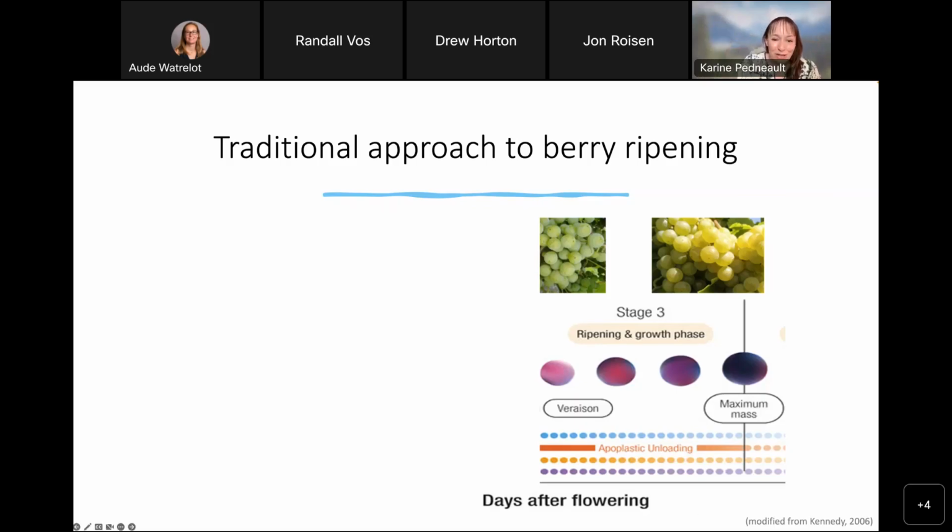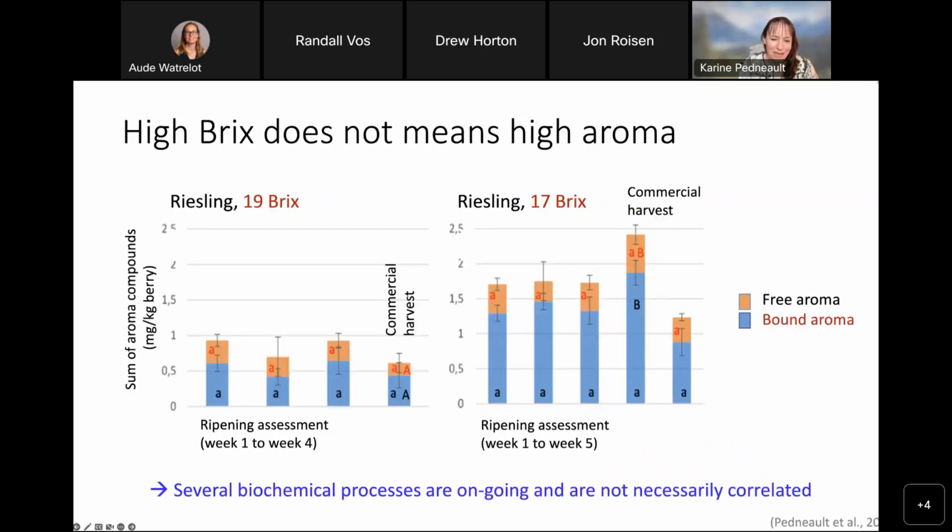So usually we consider berry ripening from veraison, and actually this aspect is really relevant mostly for sugars. We all know sugars accumulate during that time, but before we jump to other aspects of berry ripening, I'm going to show a little bit of what Randall showed: high Brix doesn't mean high aroma.